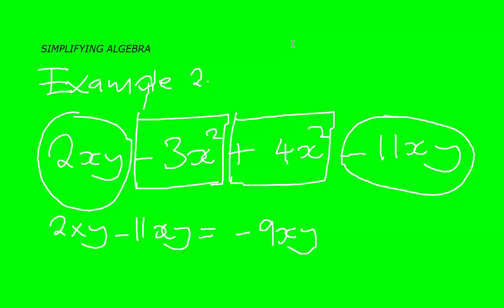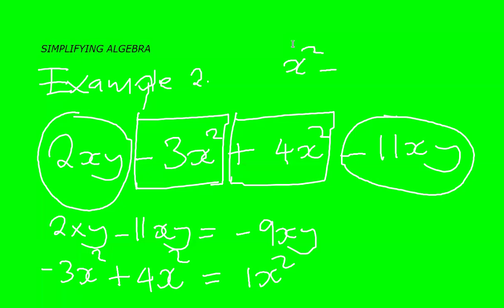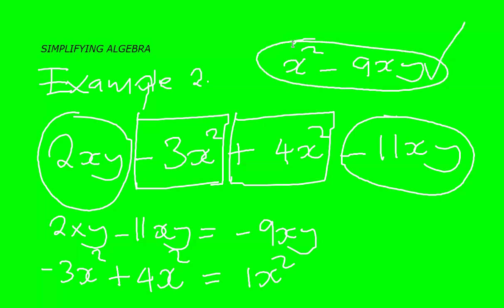Okay. And then if you take negative 3x squared and positive 4x squared, now the piles are more by 1. That gives us simply 1x squared, or simply x squared. Now recombining this into a more simplified expression, that gives us x squared and then minus 9xy. And that's our simplified answer. Okay. And you get a tick for that. So that's how you simplify.